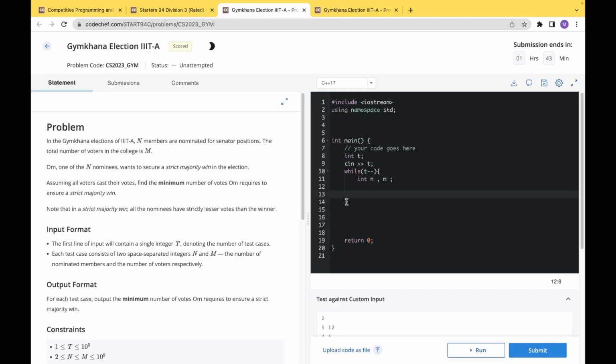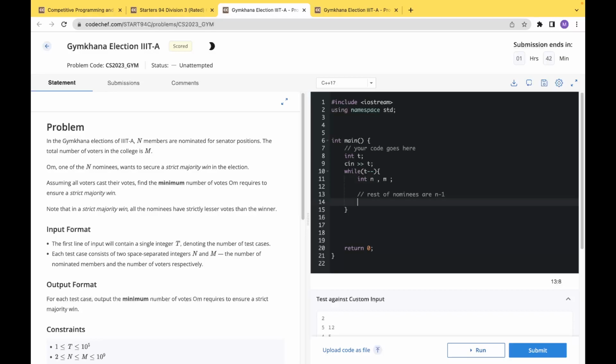So to win the senator position with a strict majority, Om needs to have more votes than what the rest of the nominees can possibly have combined, right? So if there are n nominees including Om, then rest of the nominees are n minus 1, right? So for Om to win, he should have at least one vote more than what rest of the nominees can collectively have in the best case, right? At least one vote more than the other nominees so that he can have a strict majority over other people and he will be getting that senator position, right?